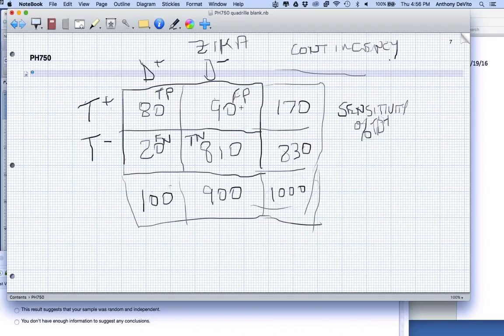Now, what about people that are negative? That happened 90% of the time, right? We only got it wrong 10% of the time, 90 people. 810, we got it right. 810 over 900 is 90%, right? I'm going to call that the specificity of the test. That's the percentage of people that are negative who test negative. So in this case, the sensitivity is 80% and the specificity is 90%.